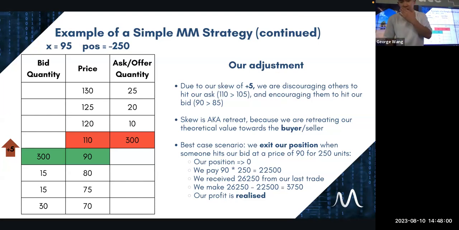So, why are we trying to discourage people to hit our ask, right? Can somebody explain? So why do we want to do this? I think everybody gets what we're doing, but why do we want to do this as a market maker? I think I have it on the slide as well, but anyone brave?